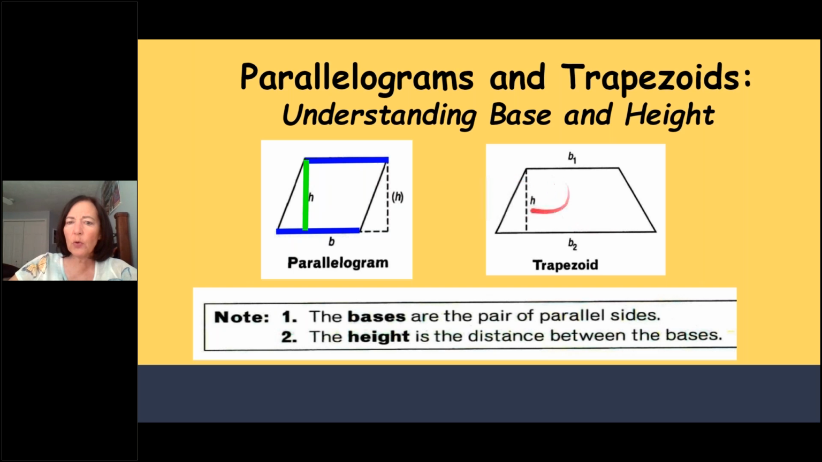Okay, now the trapezoid is a little different. The trapezoid also has two bases, but you can see the two bases are not the same length. So we have to deal with those two bases and how to include both of them in our calculations. And then the height, we just have one height. Because our bases are parallel, they're always going to be the same distance apart. So there's just a single height. So we will use that height measurement.